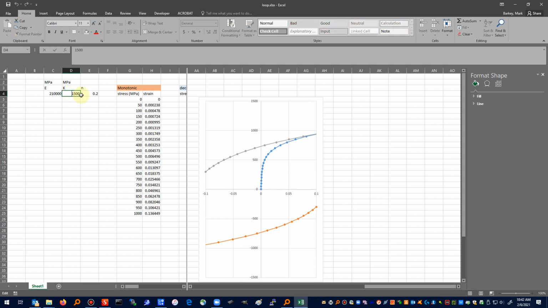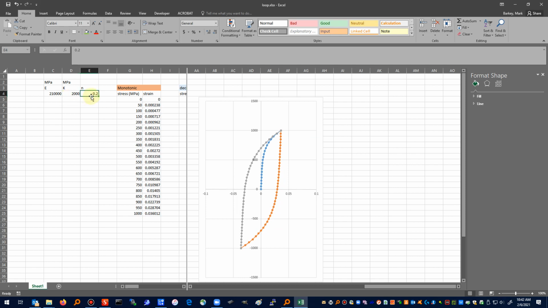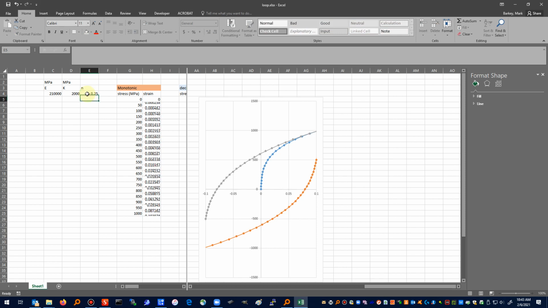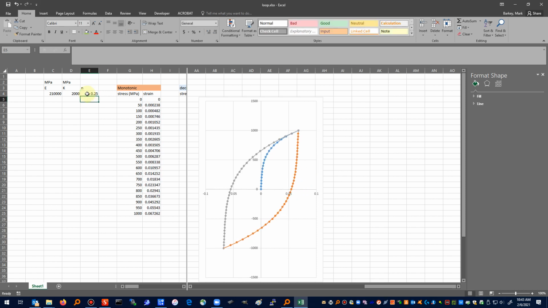We can look at values that are smaller than the K that I picked, greater than the K that I picked. We can change the N value, and we can play around with this and see how these values affect the response that we're modeling here. All right, so we'll pick up talking about more cyclic behavior in the next lecture.